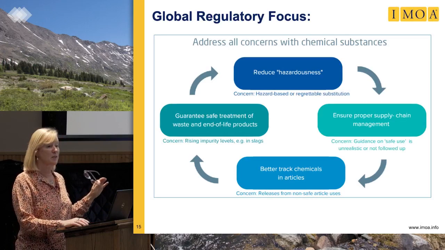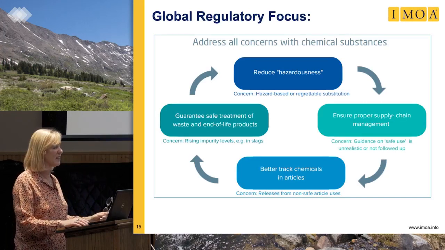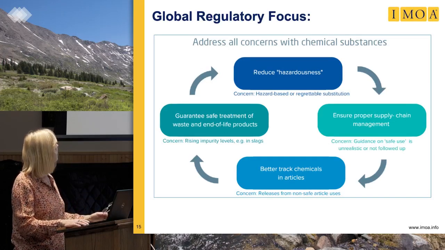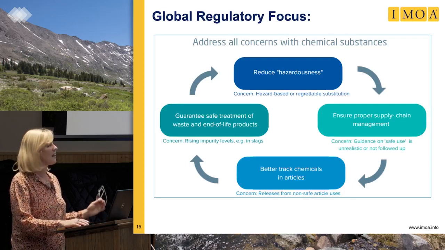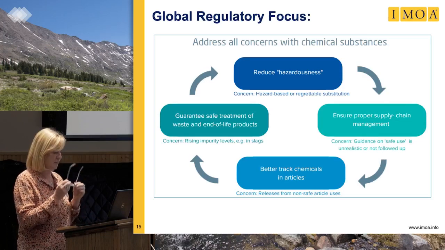But when you've got your chemical system in place, then you're very much looking at making sure that the hazards can be reduced, ensuring proper supply chain management, better tracking of chemicals in articles, and guaranteeing the safe treatment of waste and end of life.